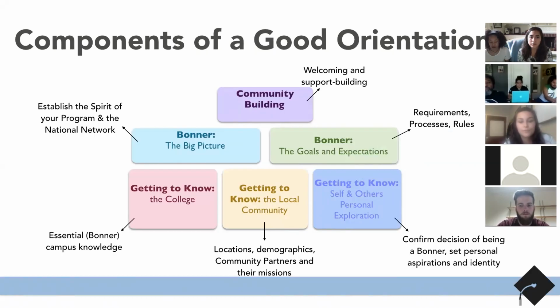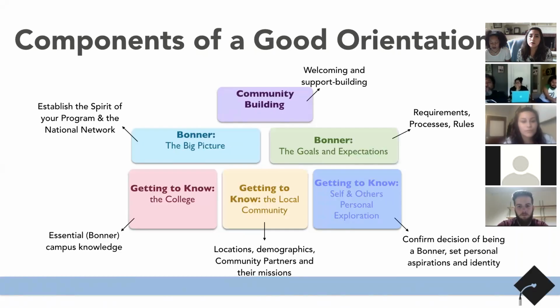And then you have those elements of getting to know your college. So how the structural system works with your Center for Civic Engagement or Center for Service or the Service Learning. Those kinds of structural things, the professional staff at an institution are the people that you want your students to know so that they're familiar with the resources that they have among them. So it's just essential Bonner campus knowledge.